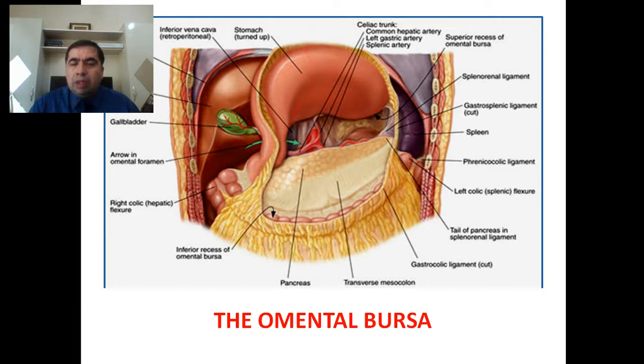What's important, for example during an operation, you can palpate by this green arrow. If you pass, it is the foramen epiploicum, for passing of the finger or other structures from the hepatic bursa to the omental bursa, which is very important.